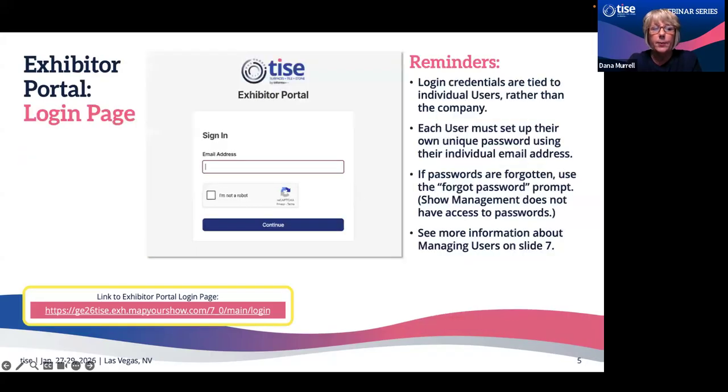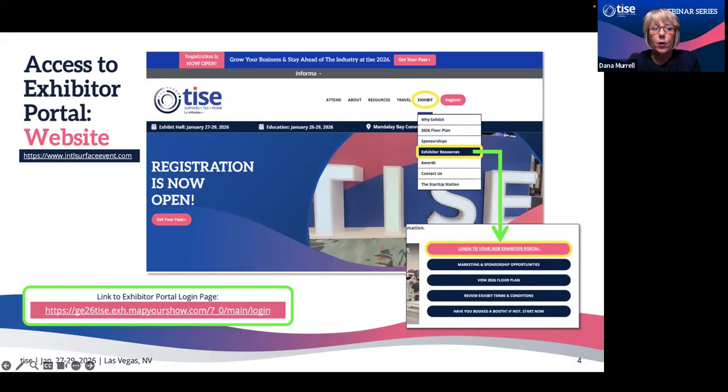The view shown here is of the website main page. Just hover over Exhibit up at the top and click on Exhibitor Resources from that drop-down menu. Once on the Exhibitor Resources page, select Login to your 2026 Exhibitor portal.